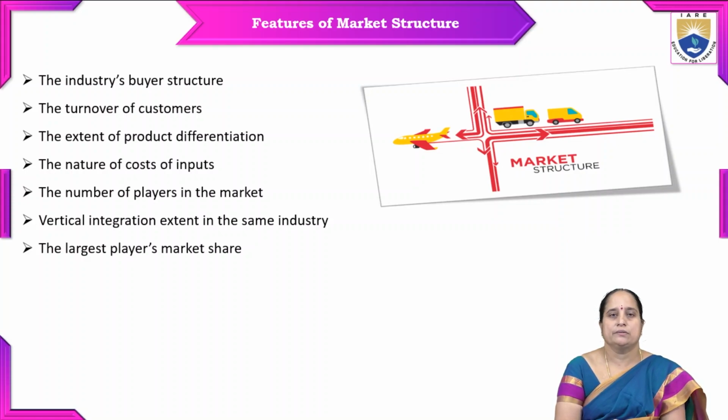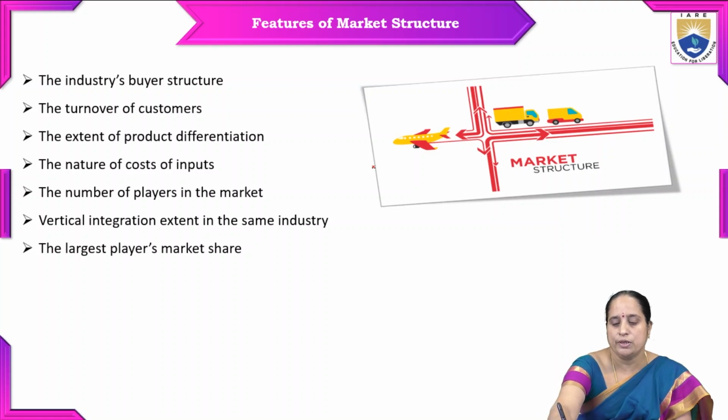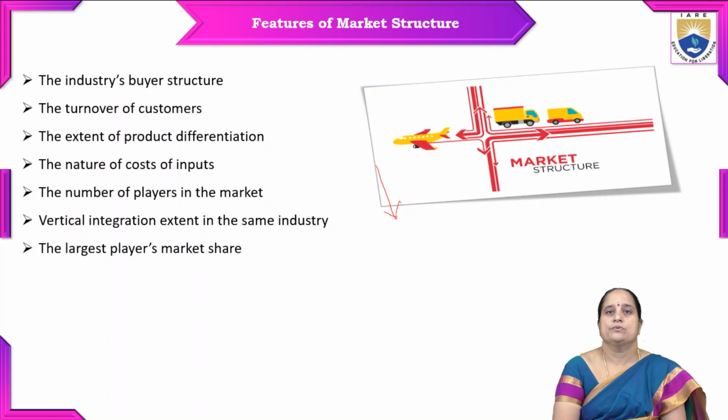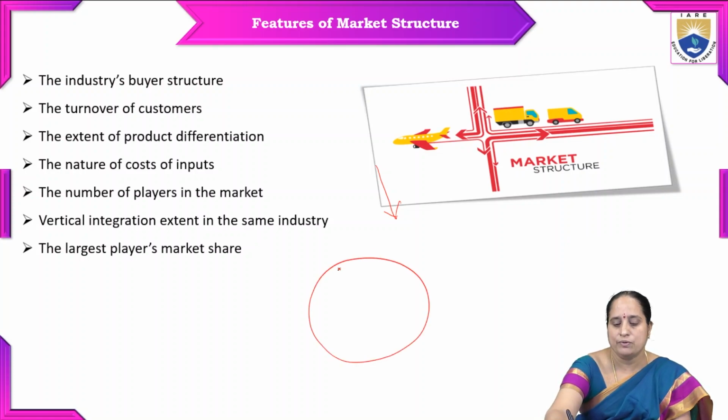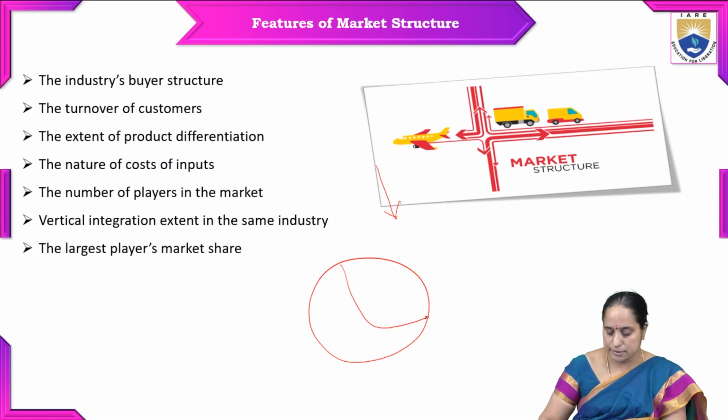The number of players in the markets: how many buyers and how many sellers are there in the market? Based on that, we'll decide the size of this market structure. Vertical integration extent in the same industry: if we are talking about the growth of the company compared with the industry, whether it is expanding vertically or horizontally. But in most cases, we'll consider vertical integration from the same industry. Based on that, we'll decide the performance of a particular firm. And the largest player's market share: in the entire market, which firm will have the major share? Based on that also we'll decide the size of market structure.